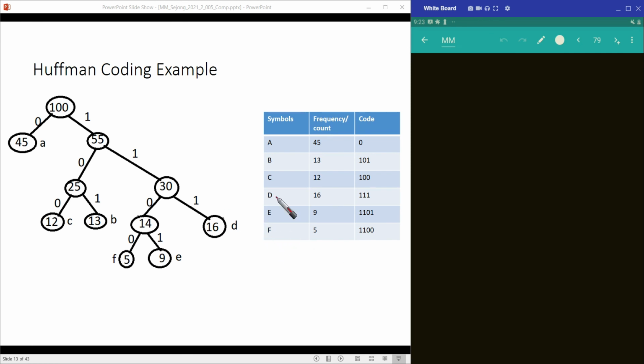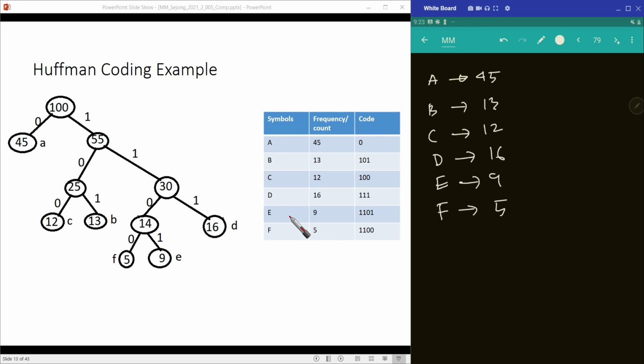Let's say again we have information, and in that information we have these symbols A, B, C, D, E, F. There are 6 different kinds of symbols. Let's say A has been used 45 times, B has been used 13 times, C has been used 12 times, D has been used 16 times, E has been used 9 times, and F has been used 5 times. Okay, now how we construct this is very easy.